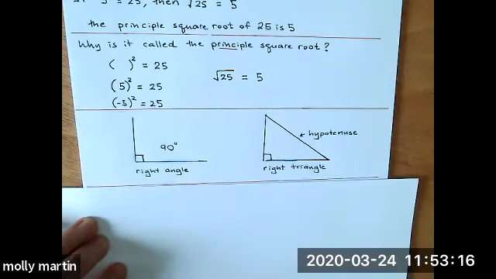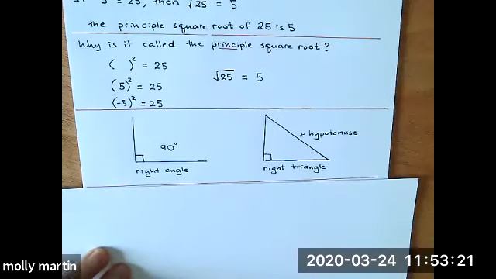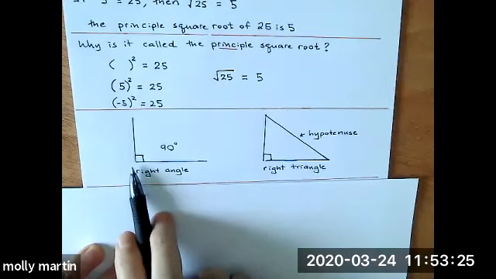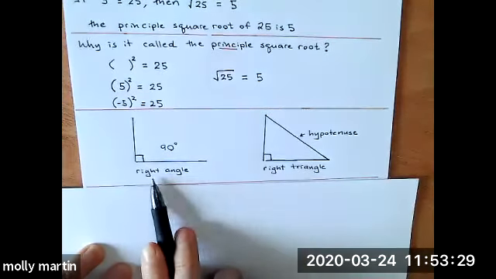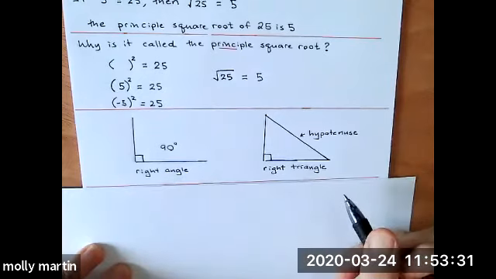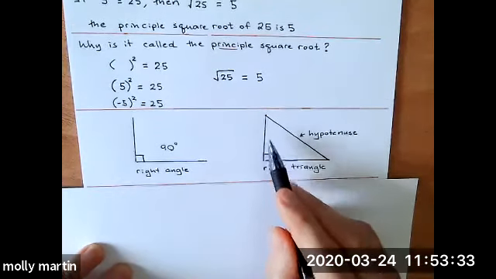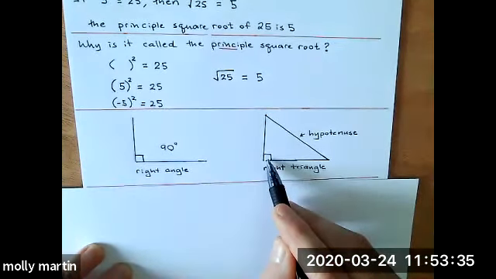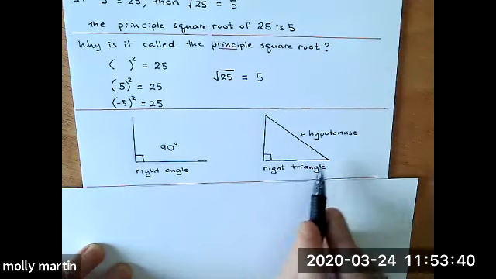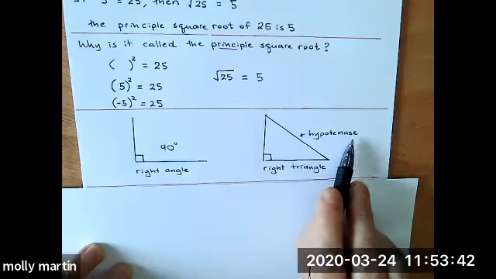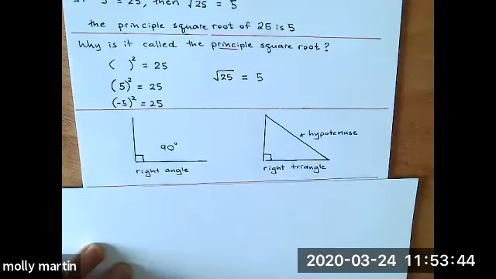Where do we use the principal square root? Well, one application is from trigonometry. When you have an angle that's 90 degrees, that's called a right angle. When you have a triangle where one of the angles is 90 degrees, that's called a right triangle, and the long side is called the hypotenuse.